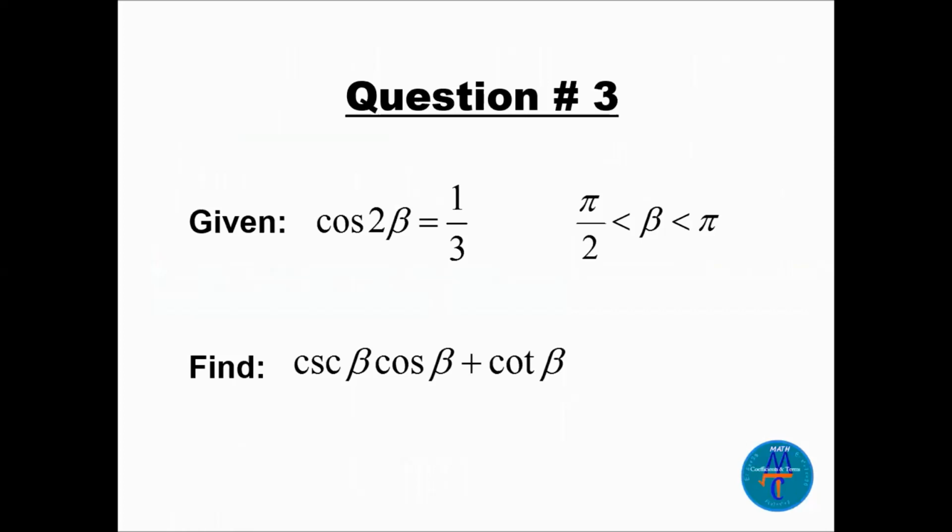Number 3. Not difficult, maybe straightforward. Cosine of 2 beta is 1 over 3 given, beta greater than pi over 2 and less than pi. And I need to find the value of cosecant beta times cosine beta plus cotan beta. So there are 3 trig function values we have to find: cosecant of beta, cosine of beta, cotan of beta. Remember what is given? Cosine of 2 beta.